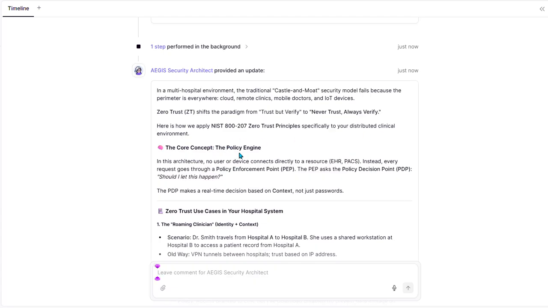The core concept is the policy engine, which it went further to say in this architecture, no user or device connects directly to a resource. Instead, every request goes through a policy enforcement point. The policy enforcement point asks the policy decision point: should I let this happen? The policy decision point makes a real-time decision based on context, not just a password.